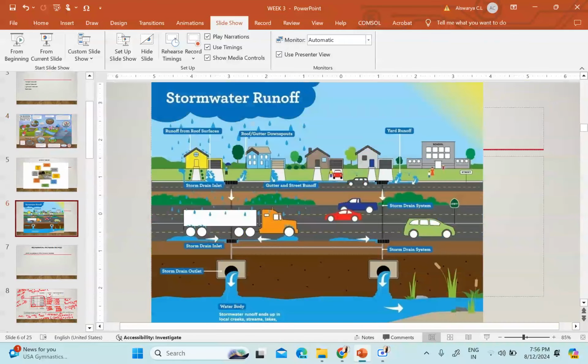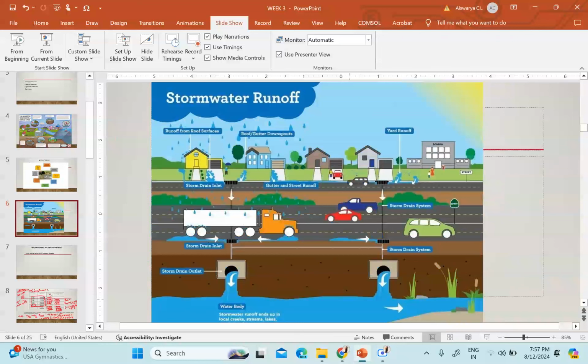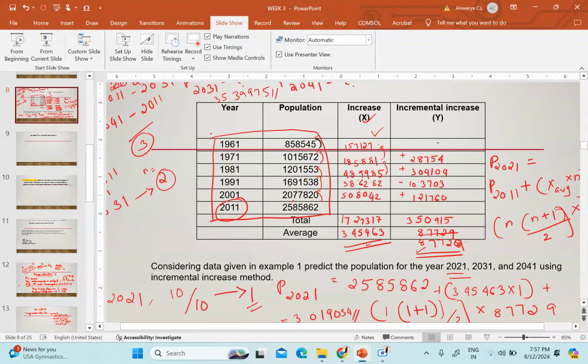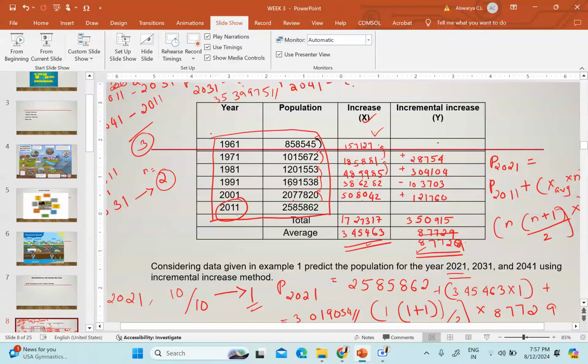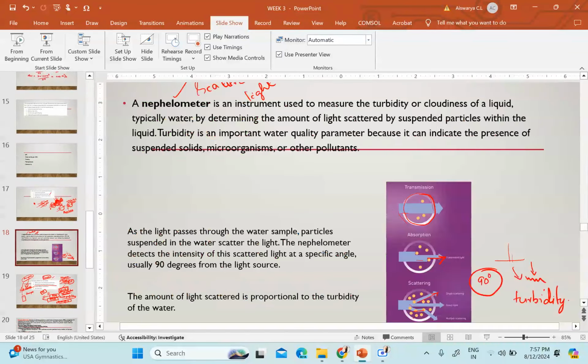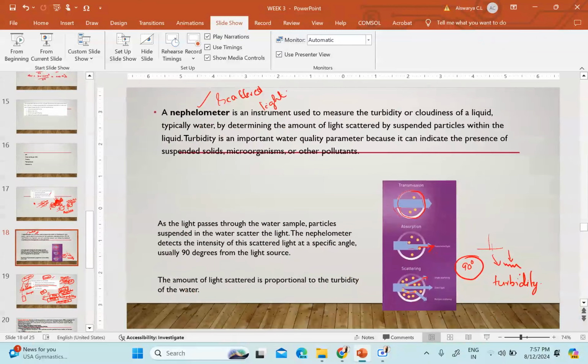Any other question? No. Okay, then we'll end the class. Only I'm sorry about this NTU. That one we'll discuss next class, the nephelometer. This also you need the laboratory one, what you are telling. This also you need, right? Turbidity.